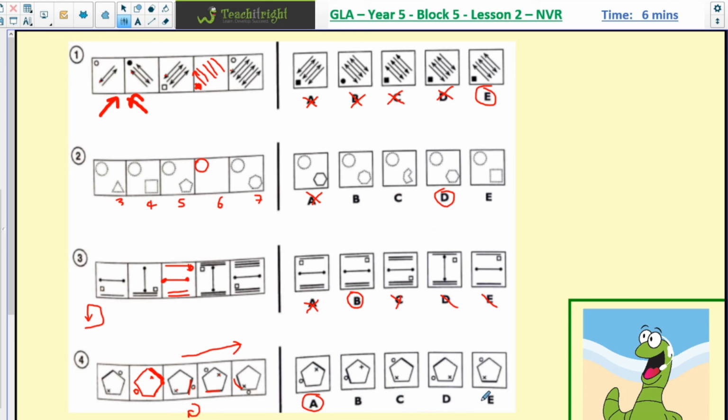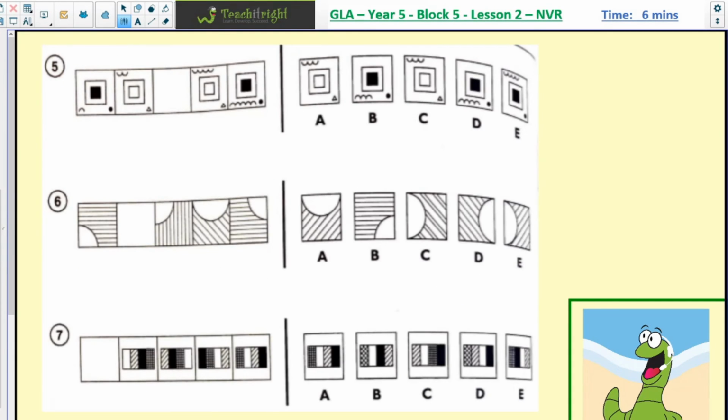Oh, I think A is looking good, and all the rest aren't. Right, there you go. That's our answers to the first page. Following on, we've got 5, 6, and 7. So let's have a look at number 5.